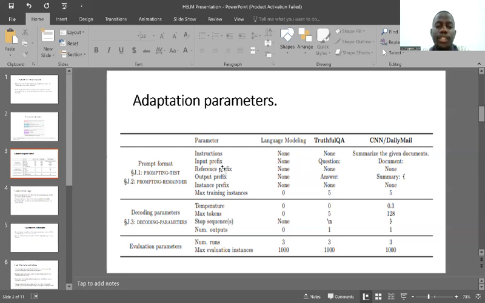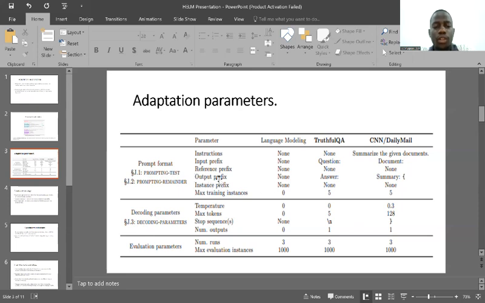The reference is like the example which is in the same context as the solution we want. For the language modeling scenario, it has none, which is nothing. You don't input any example reference. For truthful question answering, we also do not have any reference, and CNN also does not have one. So basically all these scenarios do not include a reference prefix.